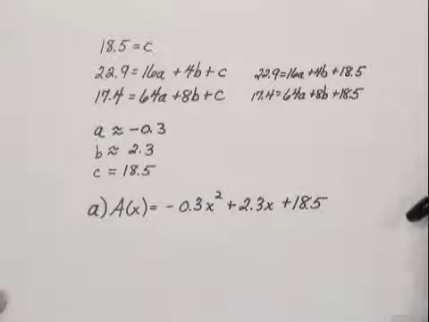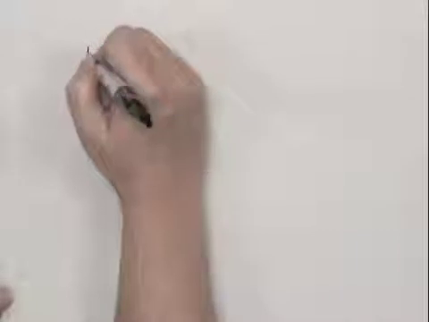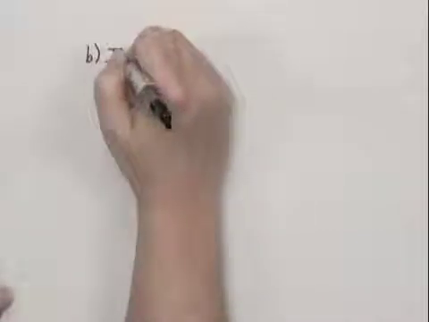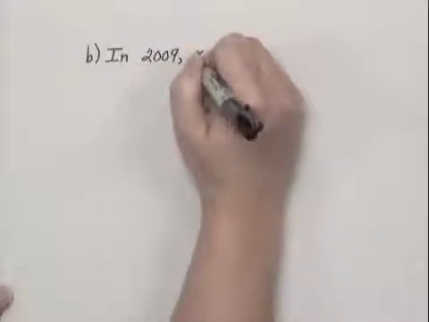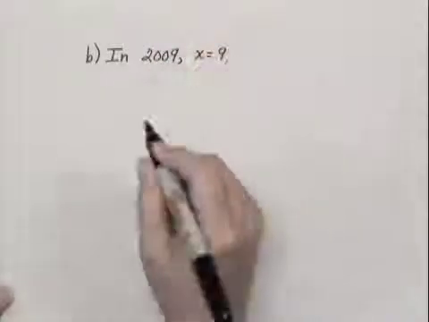Now in part B, we're asked to find the number of foreign adoptions in 2009. So for part B, the first thing we need to determine is, in 2009, what is x? Well, x is the number of years since 2000. So in 2009, we have x equals 9.